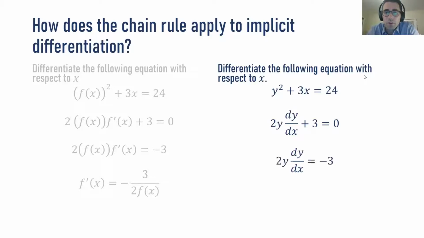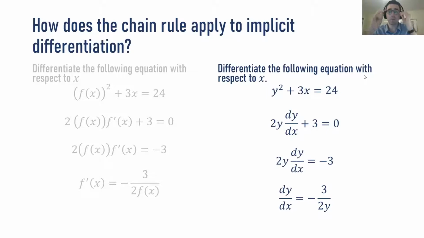Derivative of 24 is 0. Then I go about isolating dy dx just like it's any other variable, and dy dx equals negative 3 over 2y. Notice how this part on the right and the part on the left are the exact same thing, where we see y, or we see y is f of x.